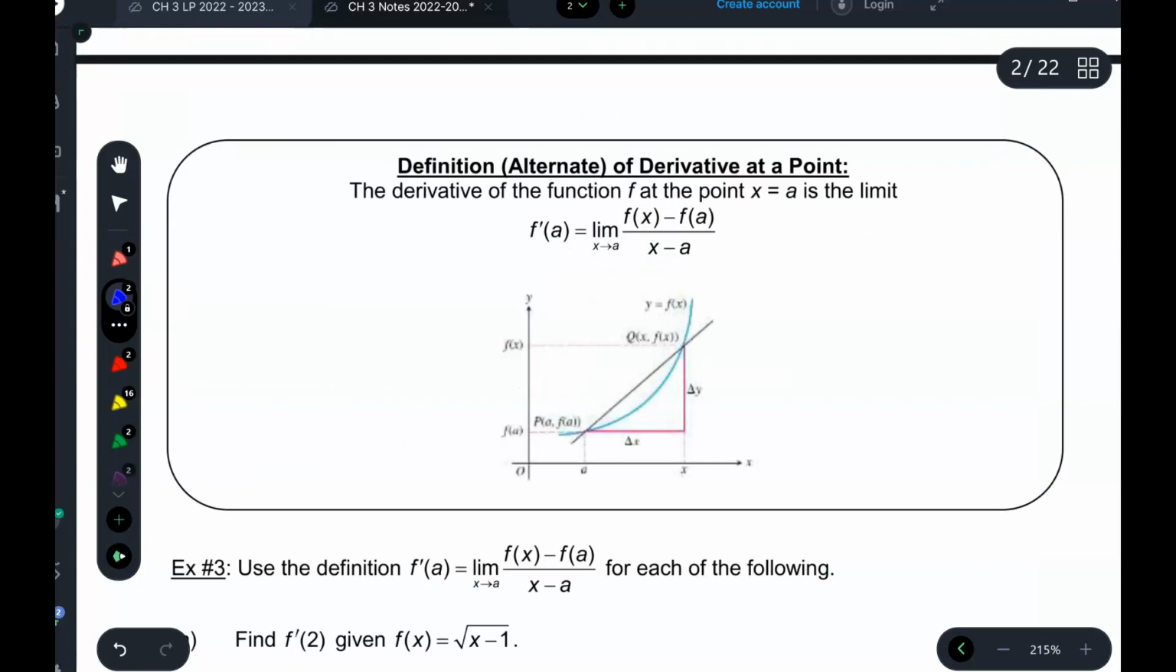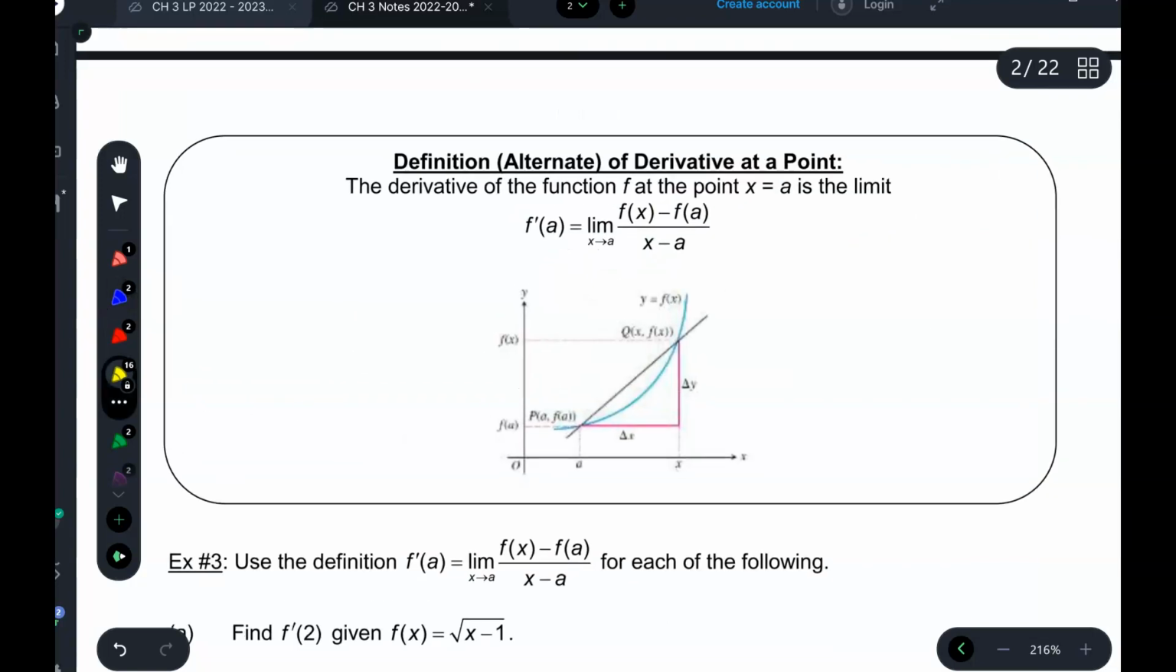All right, here's our alternate definition of the derivative at a point. This one is generally much easier to work with, okay? Why? We don't have to deal with that whole x plus h business. So this time, we're going to take the function and subtract f of a, right? If we know the value of a, we'll plug that in. If we don't, then we'll leave a in our answer. Over x minus a.